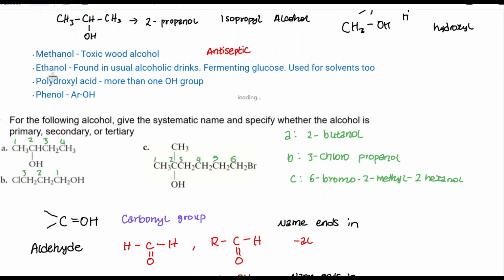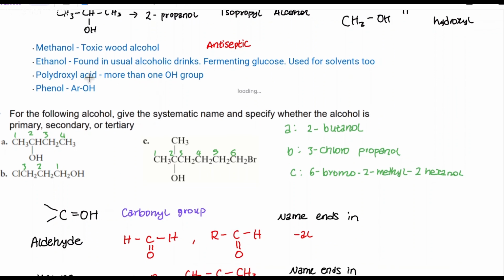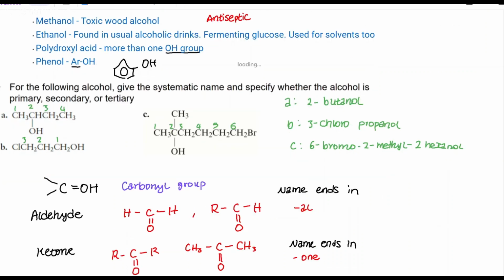Then important alcohols to remember: ethanol, the one people usually drink. And then polyhydroxyl has more than one OH group. If you see more than one OH group, then it's a polyhydroxyl. And then phenol, like we talked about earlier, is just the ring. AR means aromatic. So an aromatic ring connected to a hydroxyl group, that's a phenol.